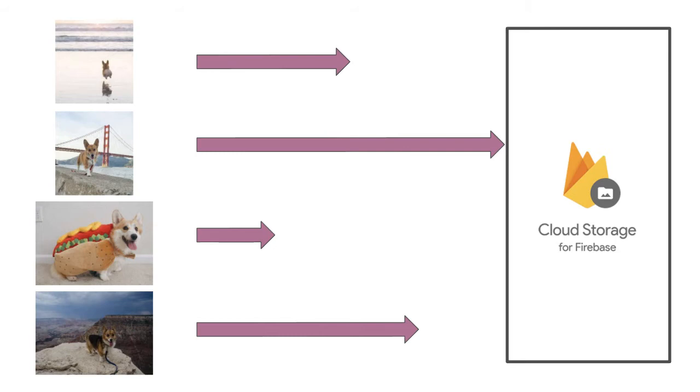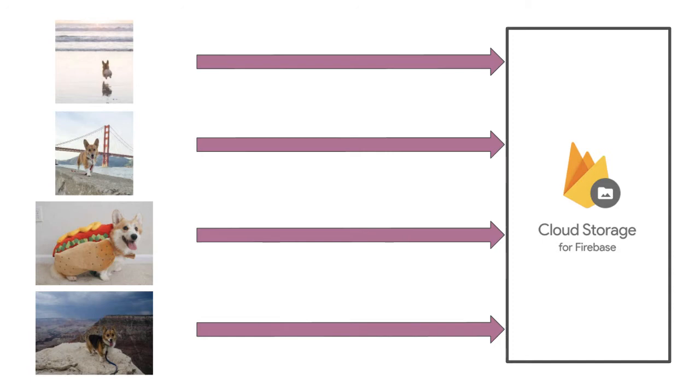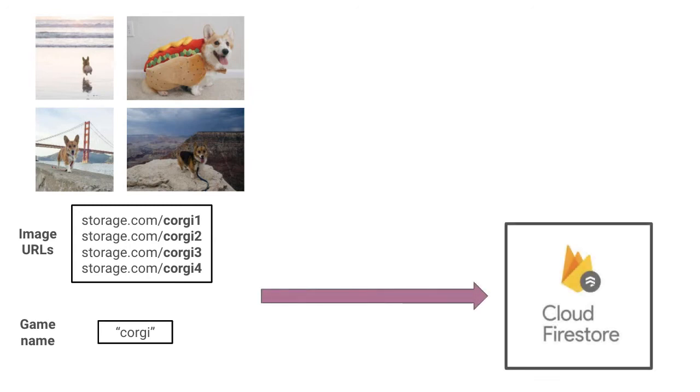And so we're going to continue this upload process until we get to this state, which means that all the images have finished uploading. And now we will have a list of image URLs for each of the 4 Corgi images that we have. We're going to combine that with the custom game name, which is called Corgi, and that is what we're going to send to Firestore. That is what we're going to implement, at least partially, in this segment.